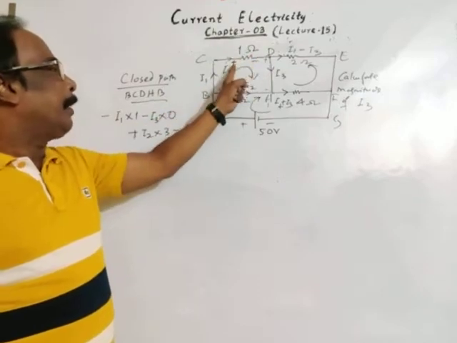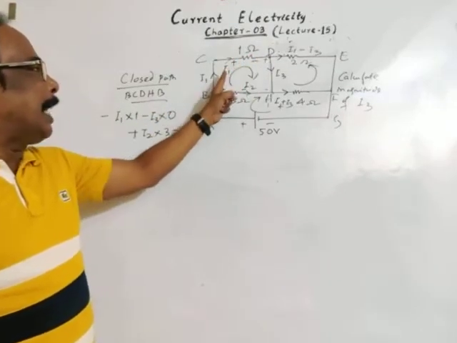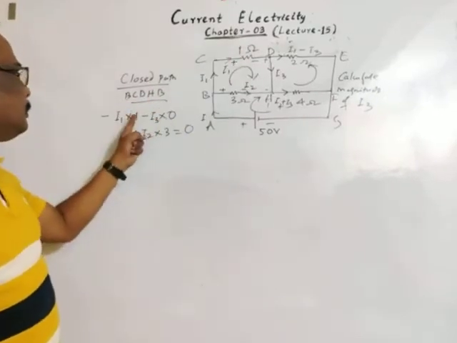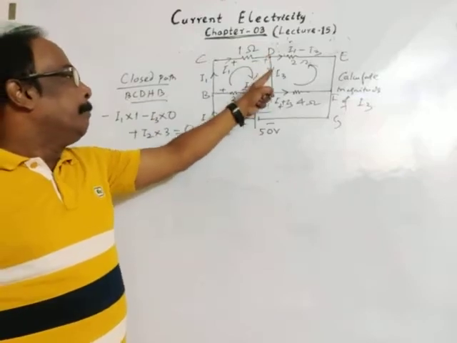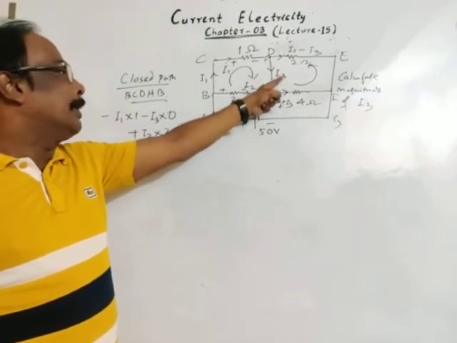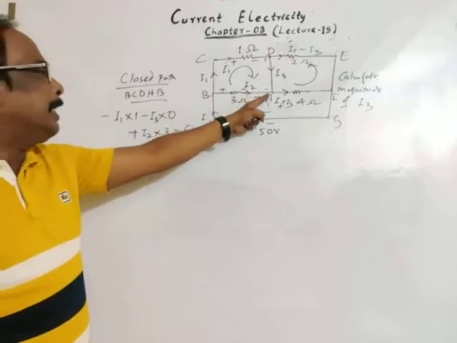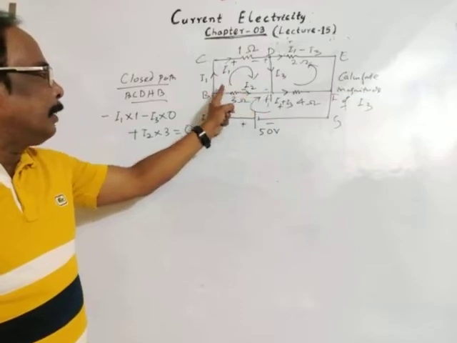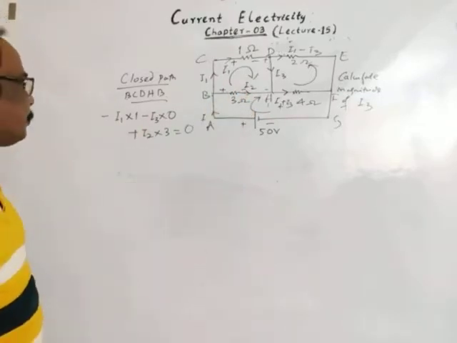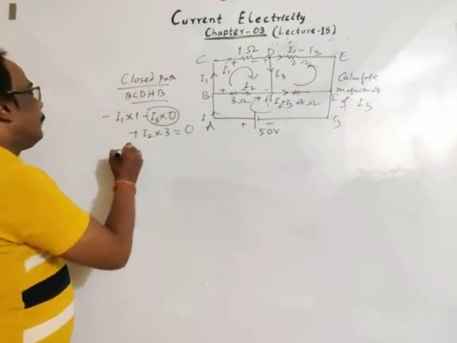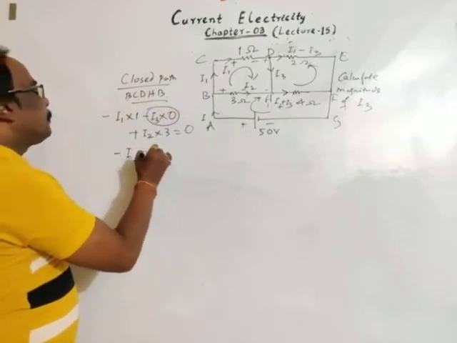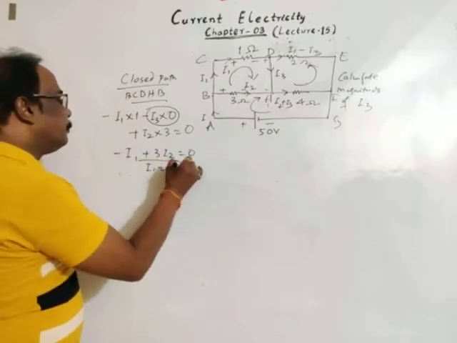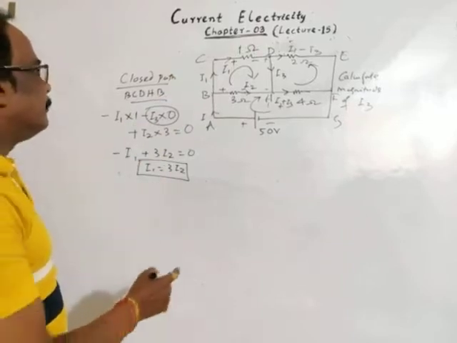From C to D, we are traveling from high potential to low potential, IR minus: minus current I1, resistance is 1, minus current I3, resistance is 0. From H to B, current is I2, resistance is 3, but we are traveling from low potential to high potential, so plus. Solving it, this is 0. So minus I1 plus 3I2 is equal to 0, means I1 is equal to 3I2. Okay. We have to find I3. This is for the loop B C D H B.